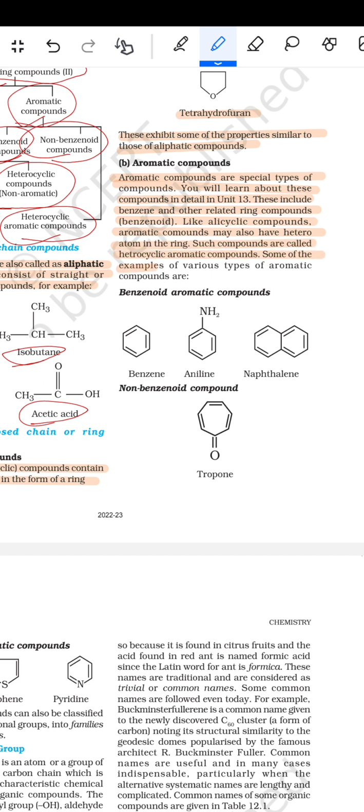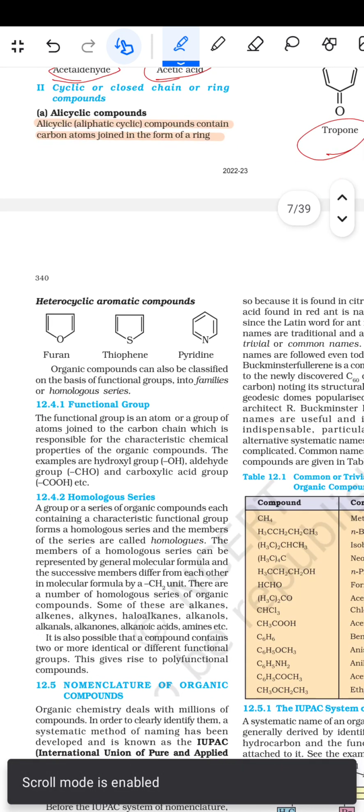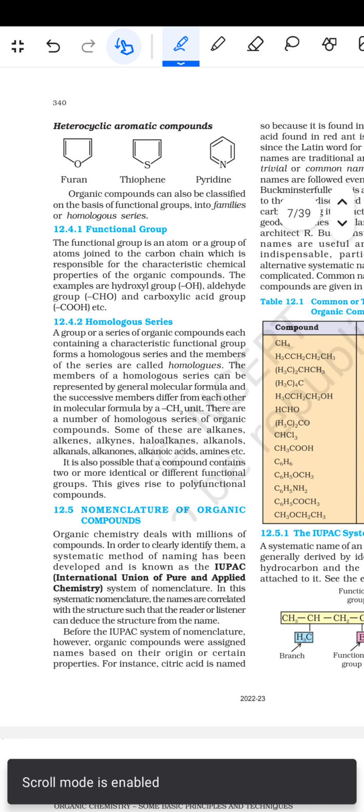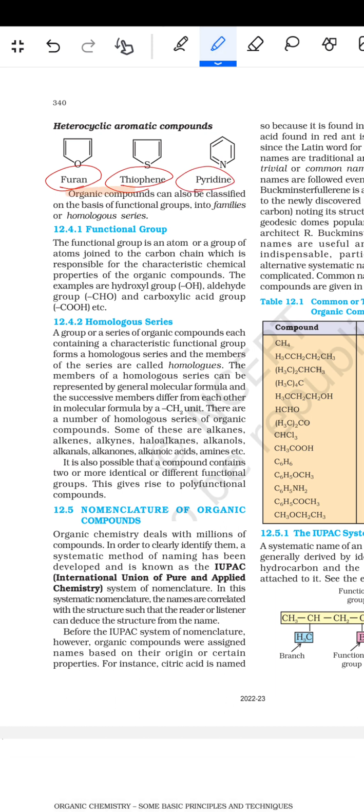Some of the examples of the various types of aromatic compounds are: one is benzene, then aniline and naphthalene. Then, among non-benzenoid compounds, there is tropone. After that, in heterocyclic aromatic compounds, furan, thiophene and pyridine come. Organic compounds can also be classified on the basis of the functional group into families or the homologous series.